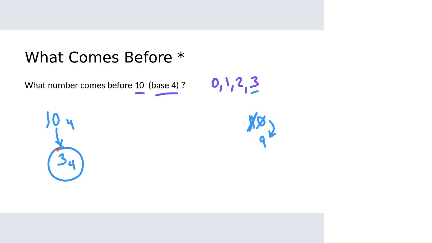Just a little side note, because it was one of the choices. If this question had said what comes after 1, 0, base 4, then it would just be 1, 1. That would be the next number in the sequence. But this question said what comes before, and so we want our answer to be 3.